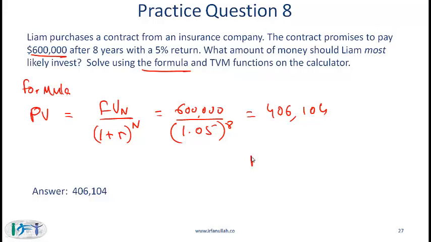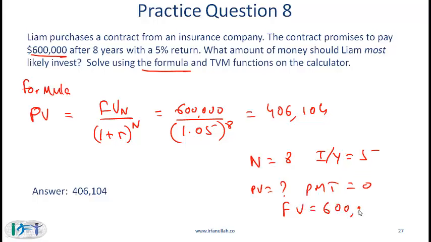You plug in n is equal to 8. The interest rate is equal to 5. Notice that here we put in the percentage as opposed to in the formula where we use the decimal. And then the PV is what we are going to compute. The payment in this particular case is equal to 0. And the future value you plug in as 600,000. And when you do this on the calculator, you should get the same answer.